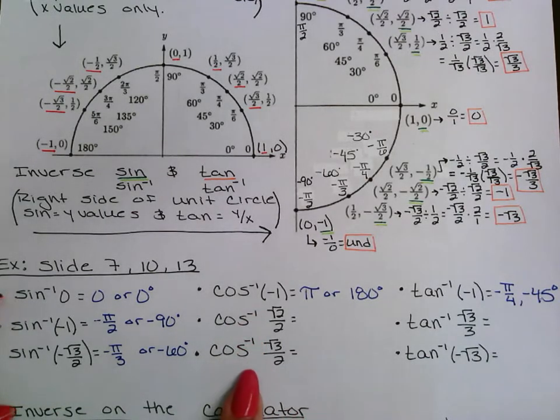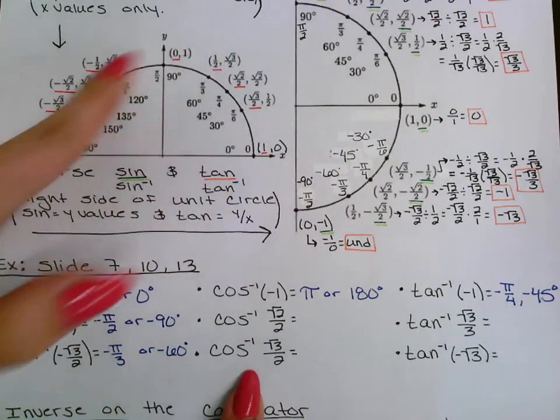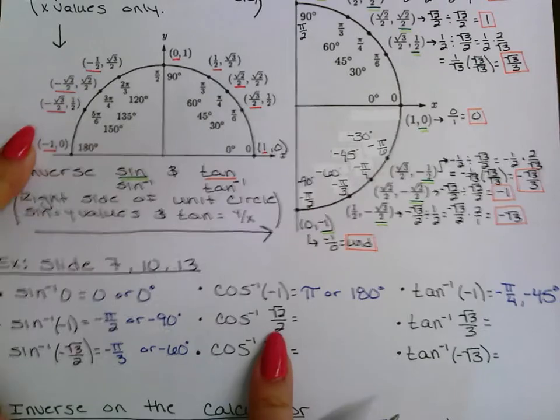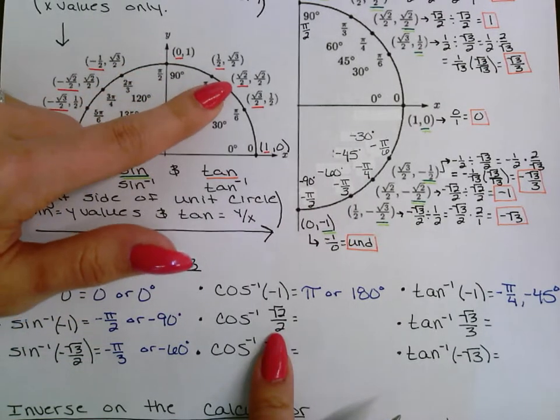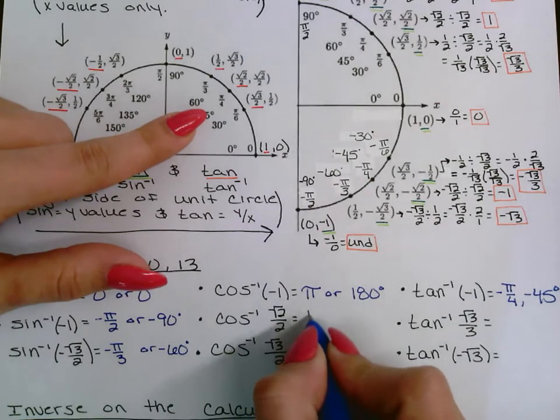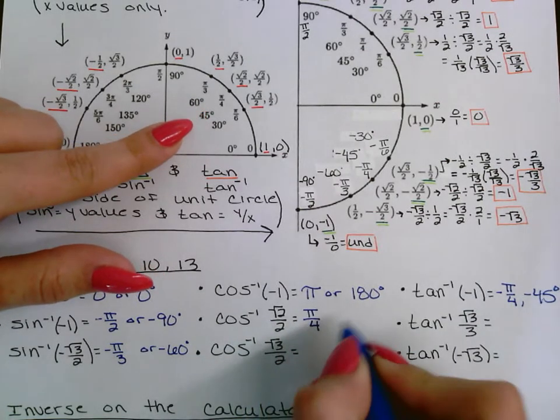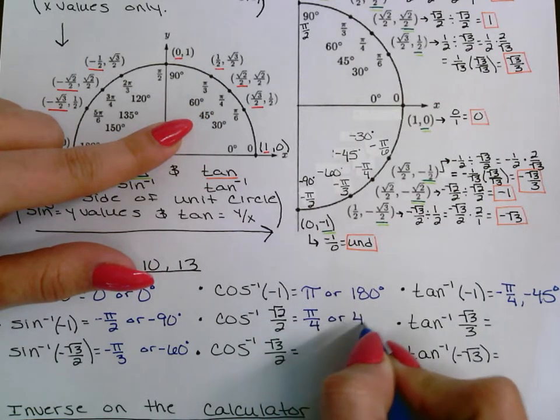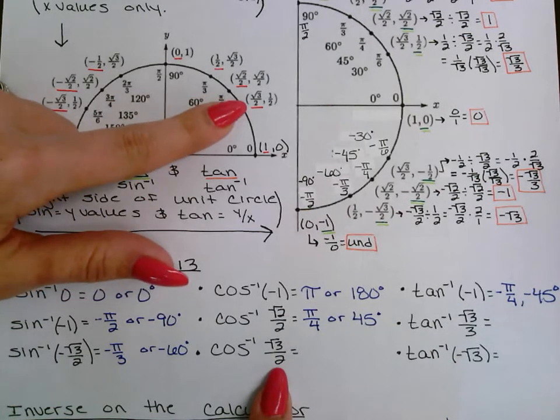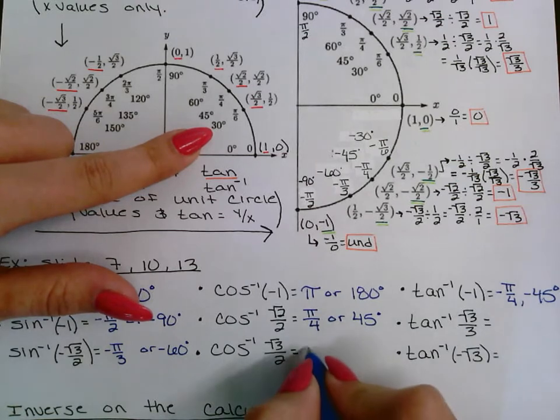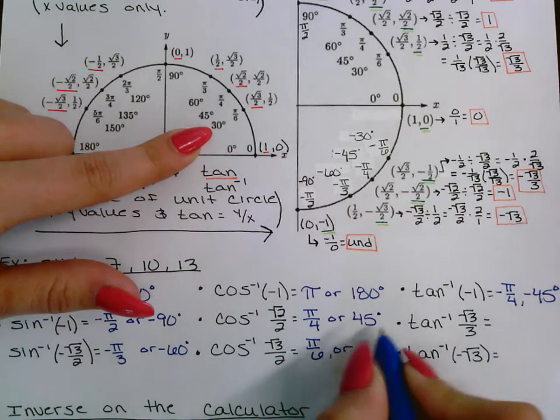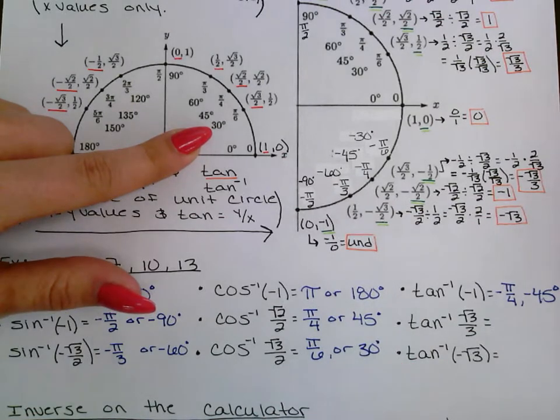Next, my 2 inverse cosines, which leads me to looking at the top, the x values. I have positive cosines on the right side. So here I see radical 2 over 2 at pi over 4, or we can call that 45 degrees. And radical 3 over 2 is right next to it. It is at pi over 6, or 30 degrees.